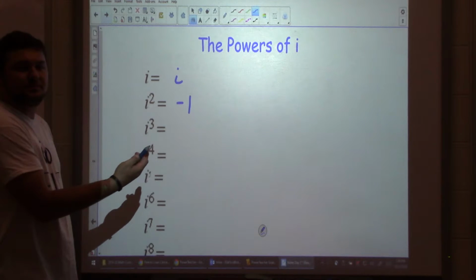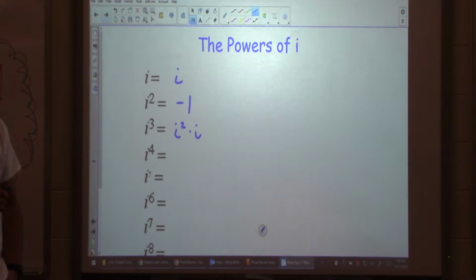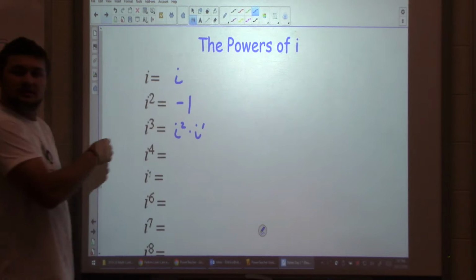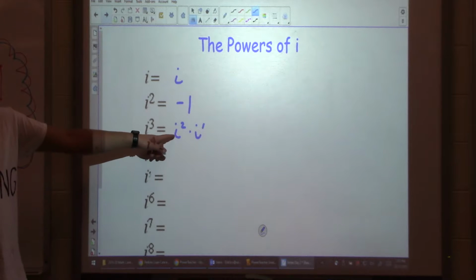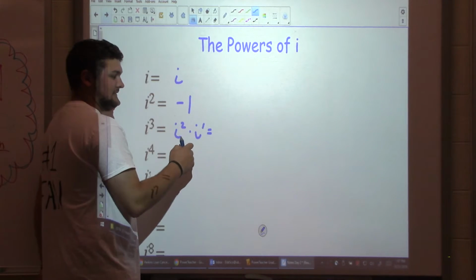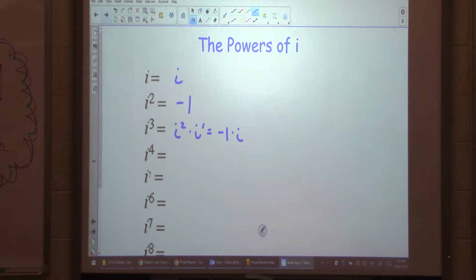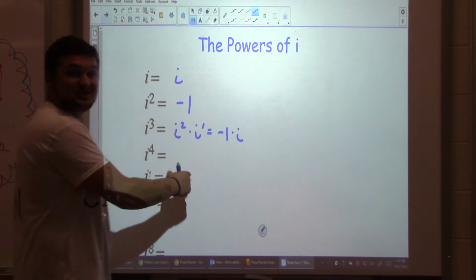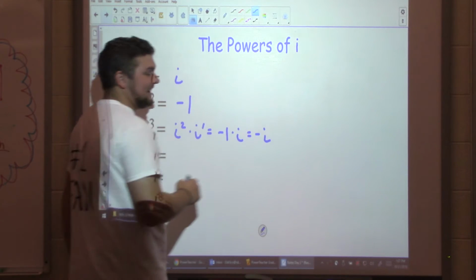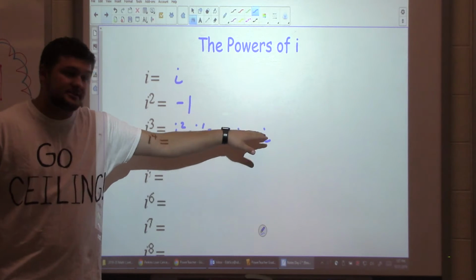Well, let's think about it. i cubed would be the same as i squared times i, right? Do we all agree? i squared times i to the first would be i cubed. Well, what's i squared equal to? Negative 1. Now, negative 1 times i would be? Negative i. Right? So i cubed is going to equal negative i, because negative 1 times i is negative i.